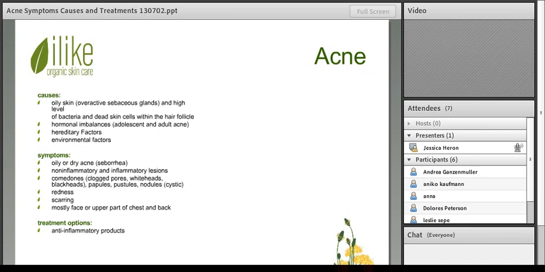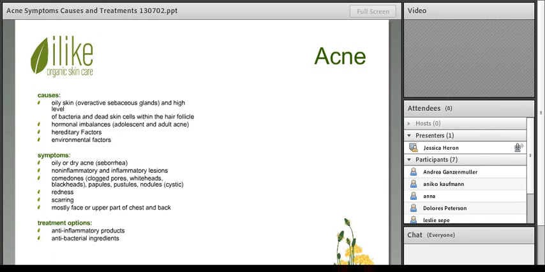So some of the treatment options, of course, are anti-inflammatory products. Some of those over-the-counter treatment products that we would utilize to help decrease inflammation, decrease the irritation, the redness, and the soreness from the condition. And then also antibacterial ingredients, which are, again, products in our line and other lines that will help to cut the bacteria and reduce the amount of acne lesions that can come out because of the condition.